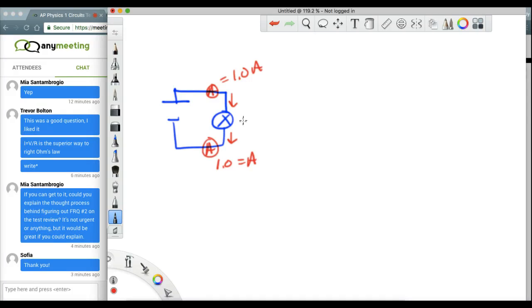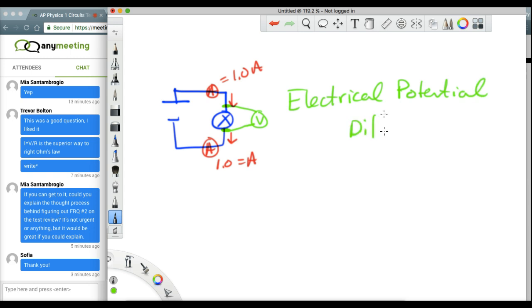So what I would want to do to test that is I would actually put in a voltmeter, and I would put a voltmeter in parallel with that light bulb. So I put my voltmeter in parallel with my light bulb, and what a voltmeter does is it measures the electrical potential difference. Now, as I was telling a student today, that keyword difference is actually a big deal.